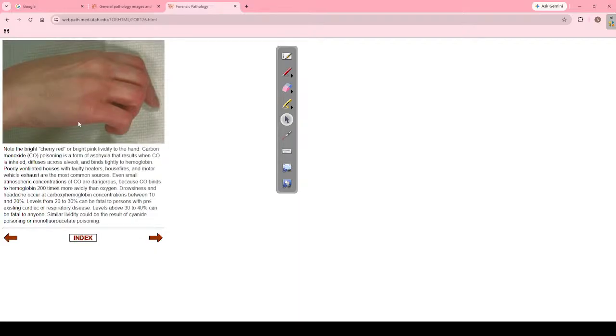Fine. Then we have an image showing cherry red or bright pink lividity on the hand. This is carbon monoxide poisoning. It is asphyxia. Even small atmospheric concentrations are dangerous because carbon monoxide binds 200 times more avidly than oxygen, and causes drowsiness and headache, and it can occur even with 10 to 20%. More than 20 to 30% is almost always fatal. Similar lividity can be a result of cyanide poisoning or monofluoroacetate poisoning.